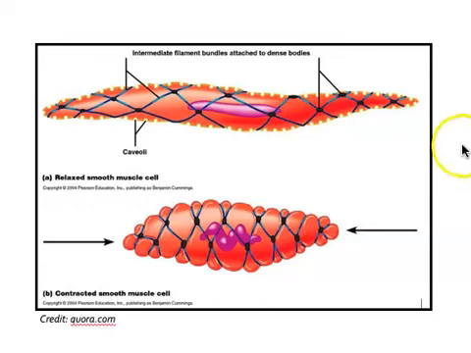So smooth muscle, skeletal muscle, they're very different anatomically from each other, but they use a lot of the same players: thick filaments, thin filaments, calcium, ATP, and contraction.